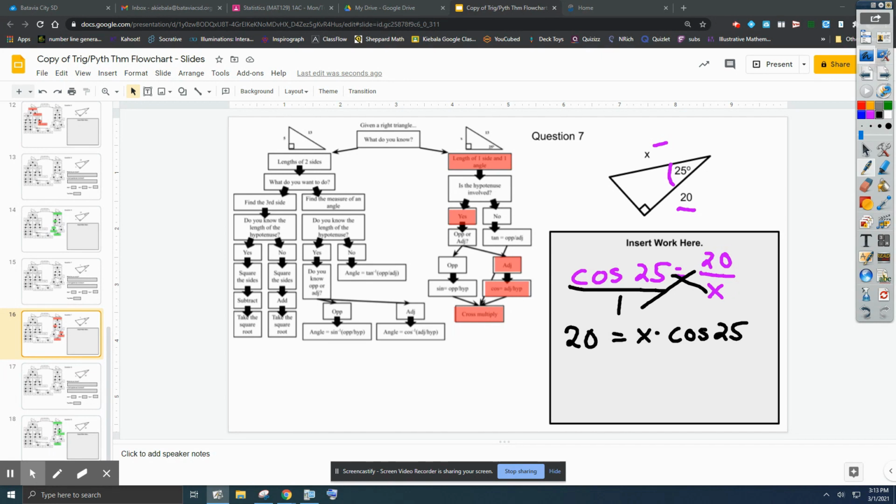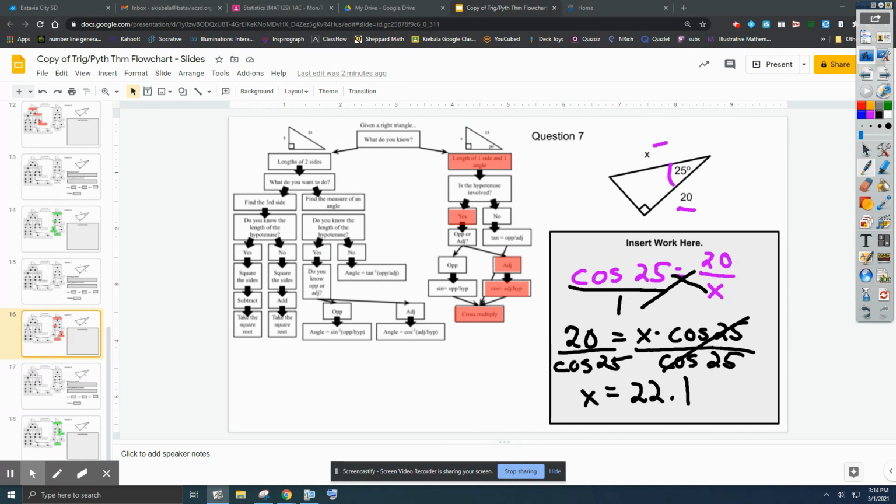If you wanted to, you could actually calculate cosine 25 on your calculator, get a decimal, and use the decimal instead of cosine 25. I am going to just divide by the cosine of 25 on both sides. That cancels these out. Then I'm going to go to my calculator: 20 divided by cosine 25. Careful how you type that in. So x is, and let's round to the nearest tenth, 22.06, which rounds to 22.1.